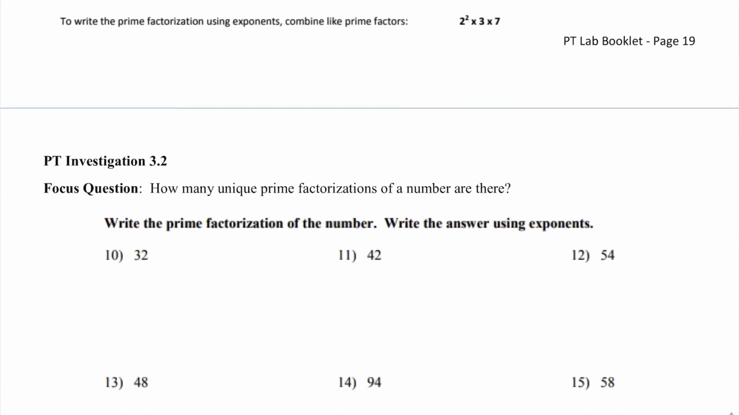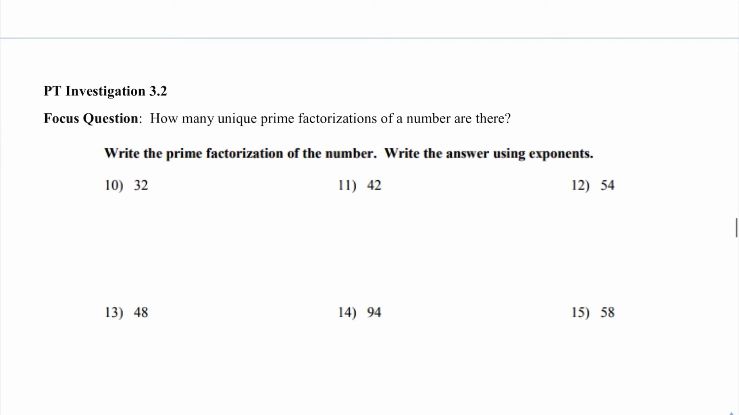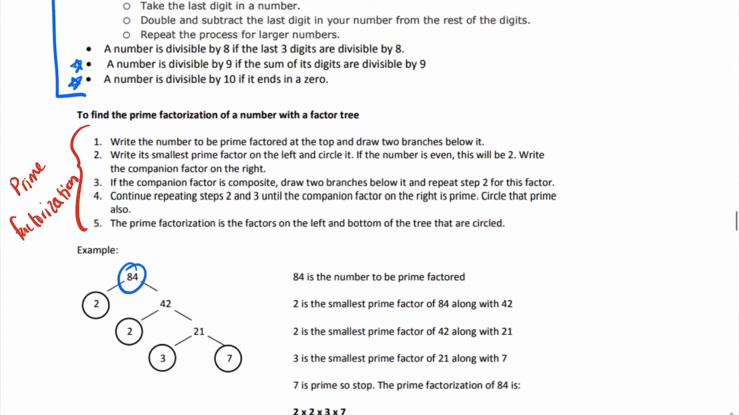All right, so let's take a look at the number 32. Now, if I go back to step 1 in my prime factorization to-do list, it says, write the number to be prime factored at the top and draw 2 branches below it. So we have the number 32, and we're going to draw just 2 branches below it. We're going to split this. Now it says, step 2, write its smallest prime factor on the left and circle it. If the number is even, this will be 2. Write the companion factor on the right.